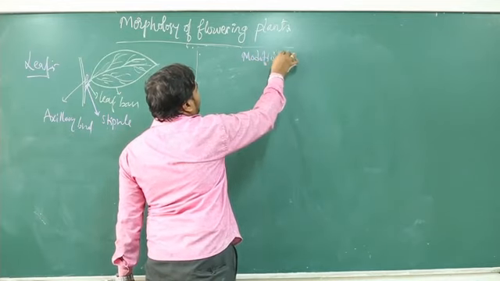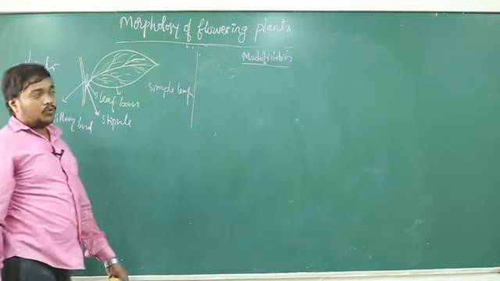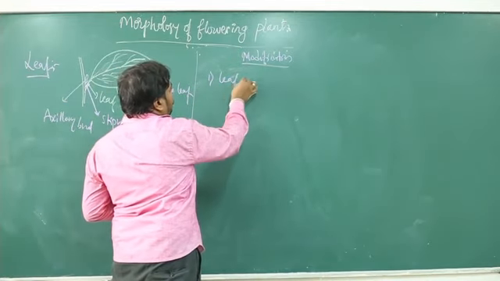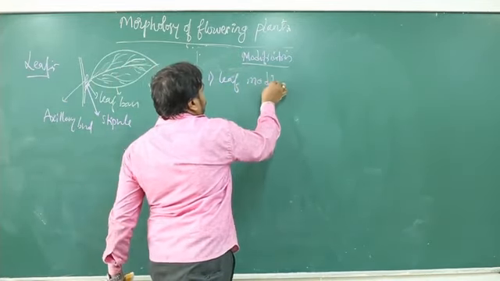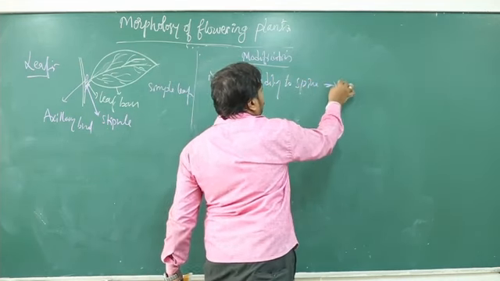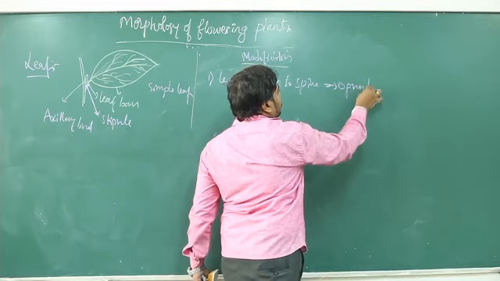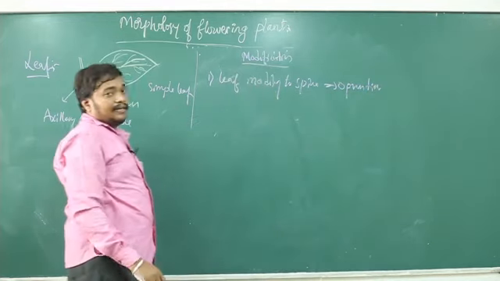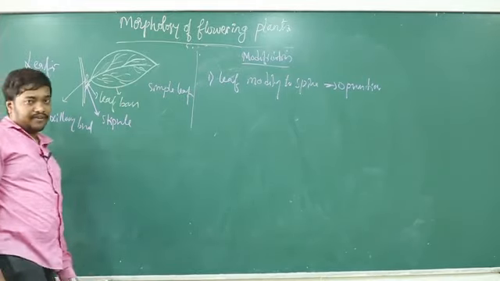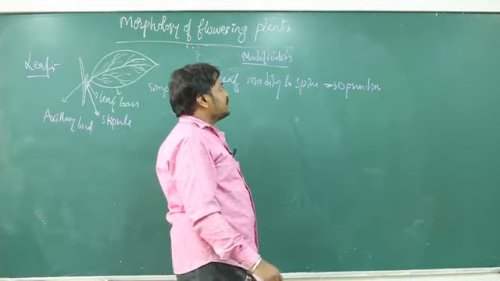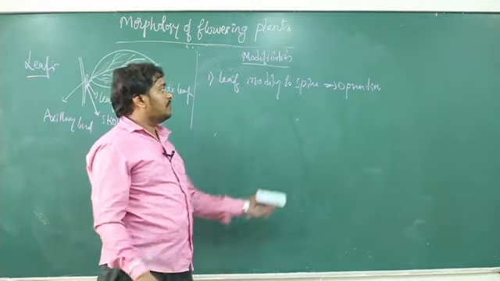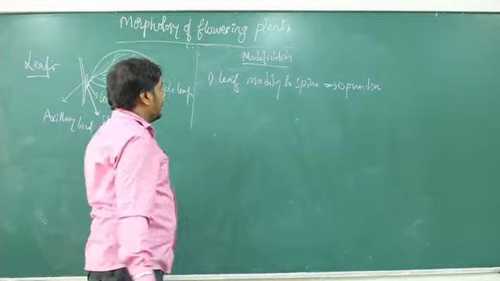What all modifications can a leaf have? First, the leaf modified to spine, as in the case of Opuntia. In Opuntia, the spines on the flattened stem are actually modified leaves. The function of leaves modified to spines in Opuntia is to avoid transpiration. To avoid water loss, the leaves are modified to spines there.